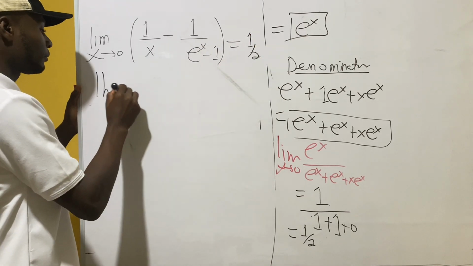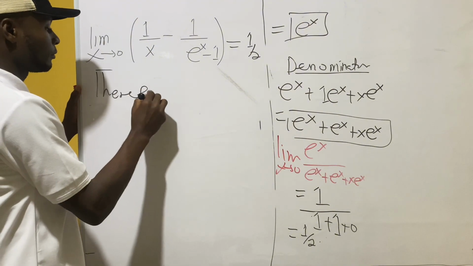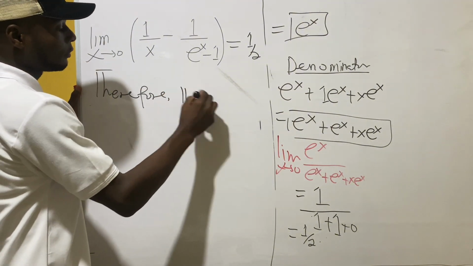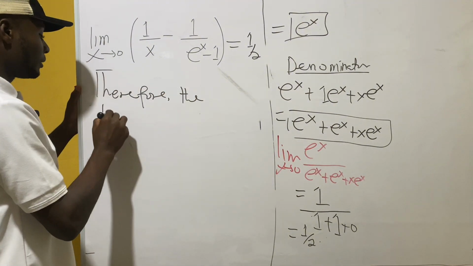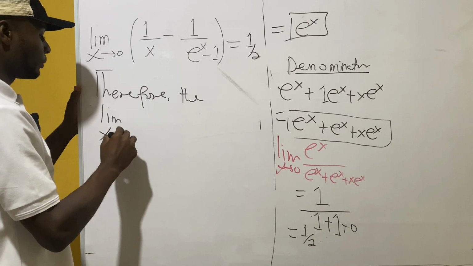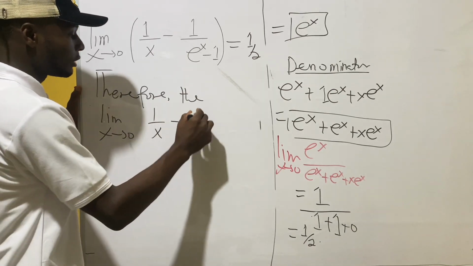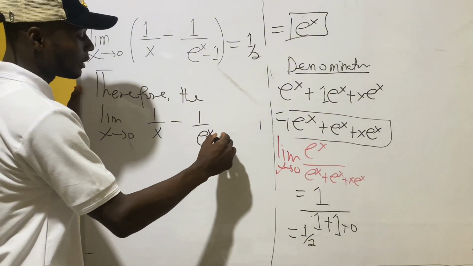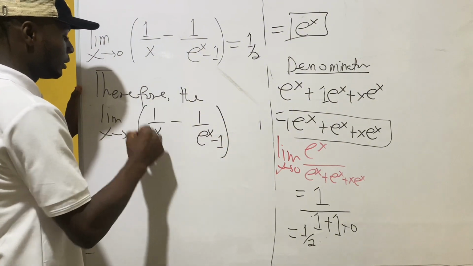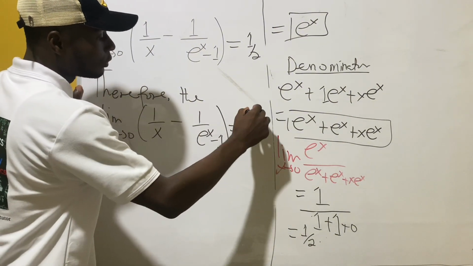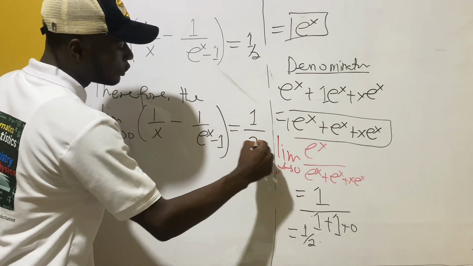Therefore, the limit as x approaches 0 of 1 over x minus 1 over e power x minus 1 is equal to 1 over 2.